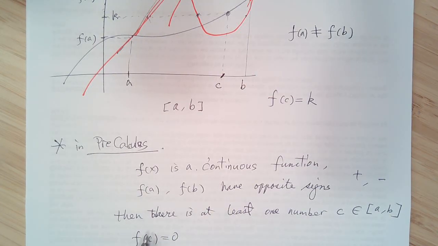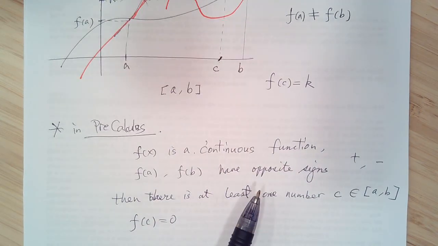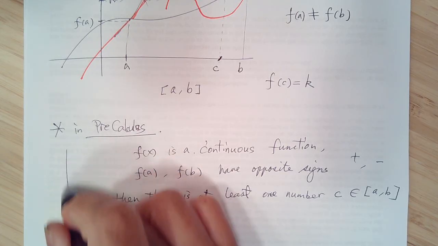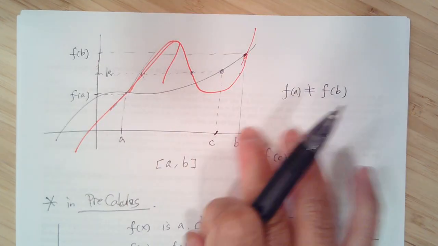In other words, if f of a and f of b have opposite signs, one positive and one negative, then there must be at least one zero between a and b. Make sense? Because f of c equals 0, c is called a zero, one of the zeros. So it could be more than one. So there is at least one zero in this interval. This is a special case of the general form.